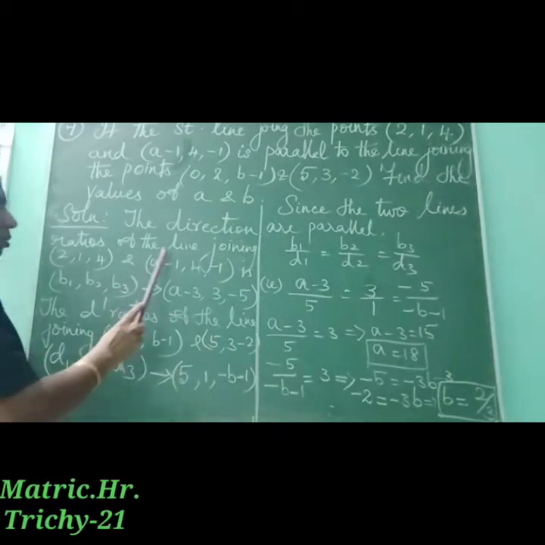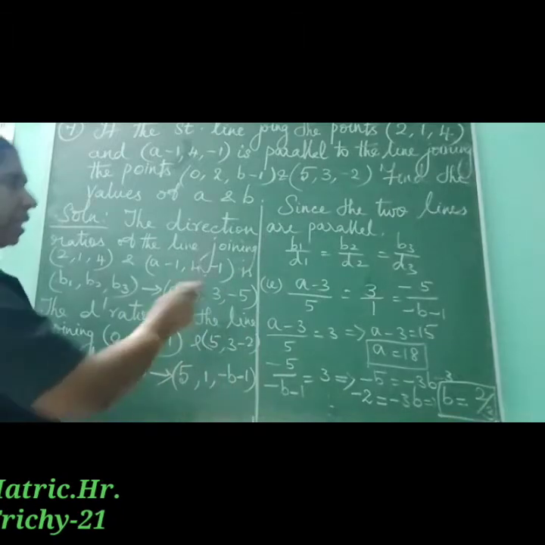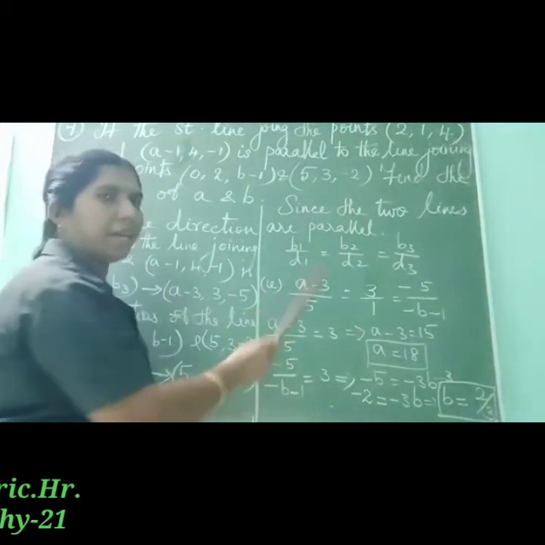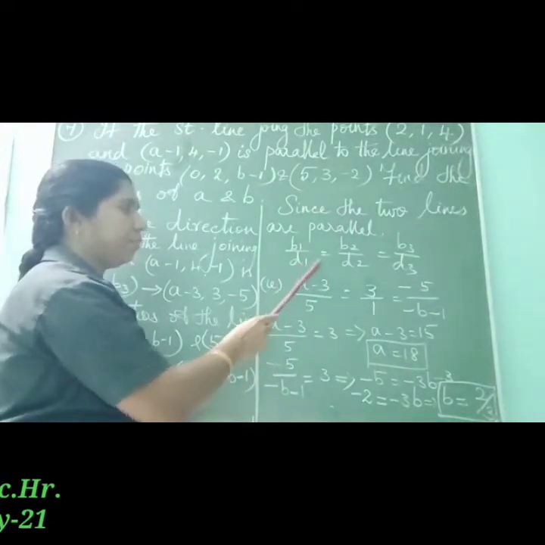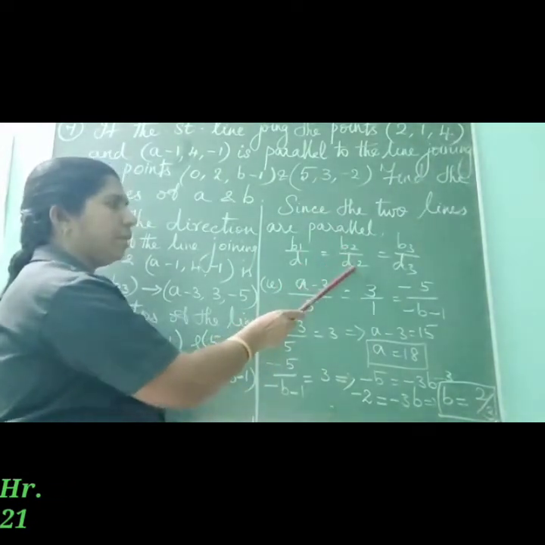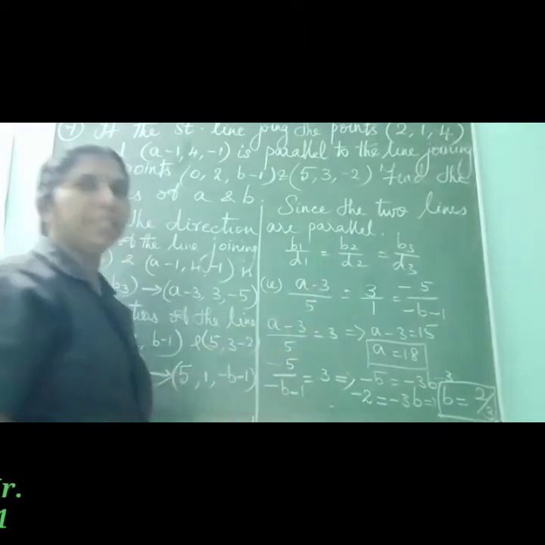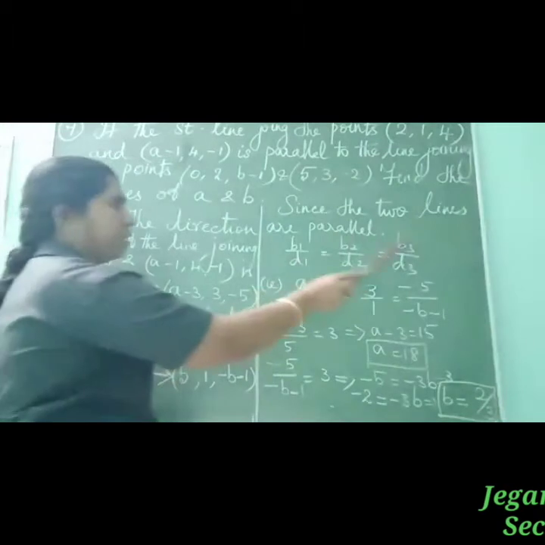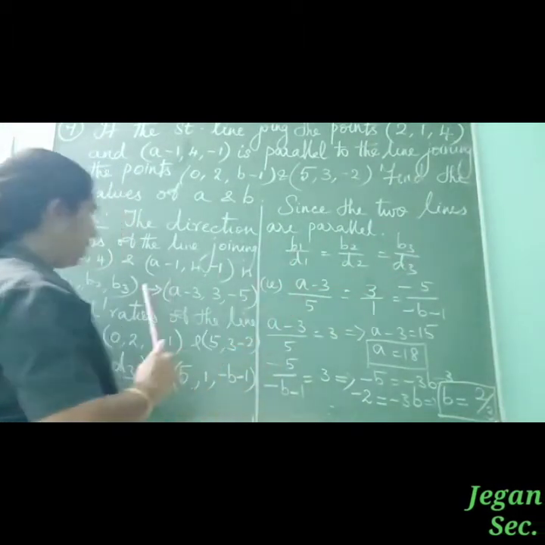After finding these two direction ratios, we can apply the condition. The condition is what? The two lines are parallel. The condition is b1 by d1 must be equal to b2 by d2, which is equal to b3 by d3. So what answer did we get here? We can substitute in this expression. b1 is a minus 3.